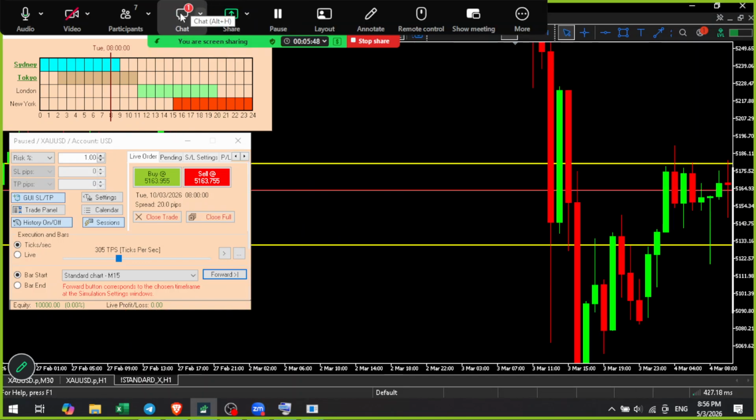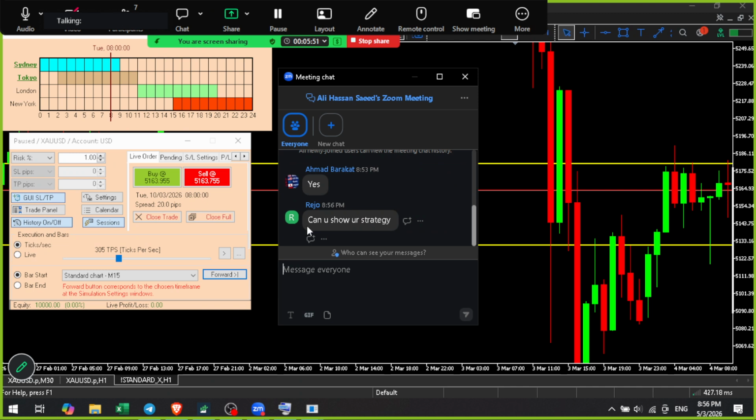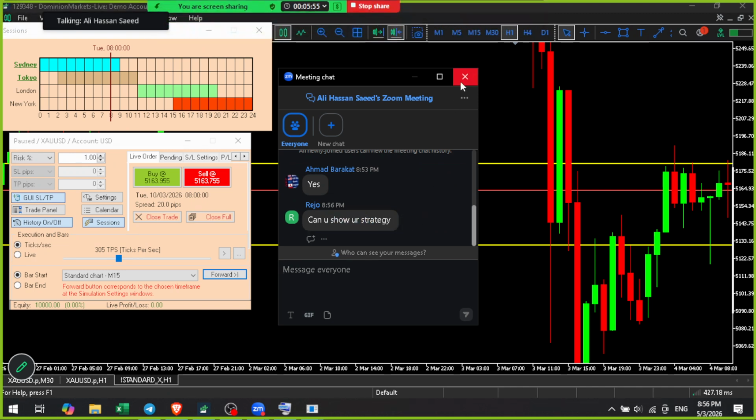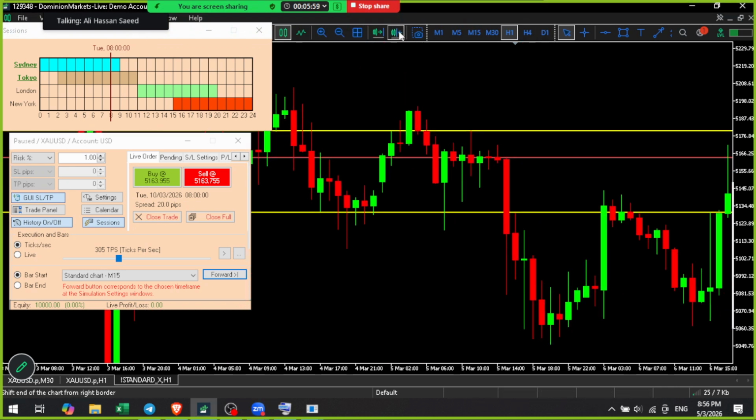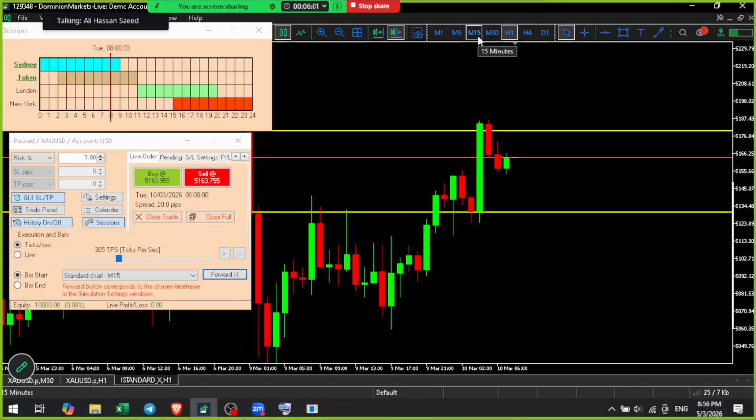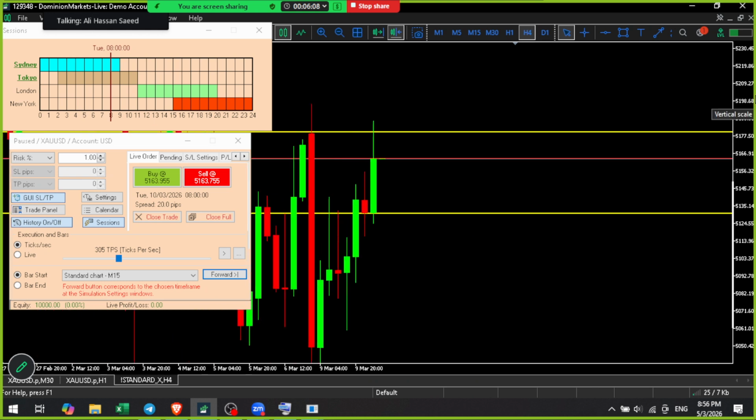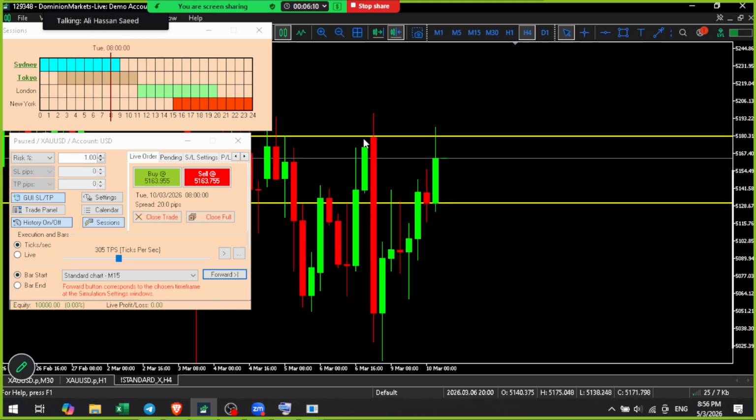We have a message. Can you show your strategy? This is the strategy. We will mark our zones on the higher time frame, and then we will keep coming down till 15 minute time frame while refining these zones. On the 4-hour time frame we have a resistance here and a support here.